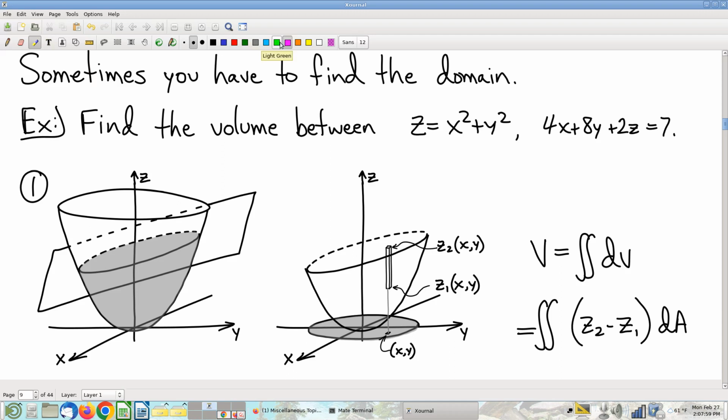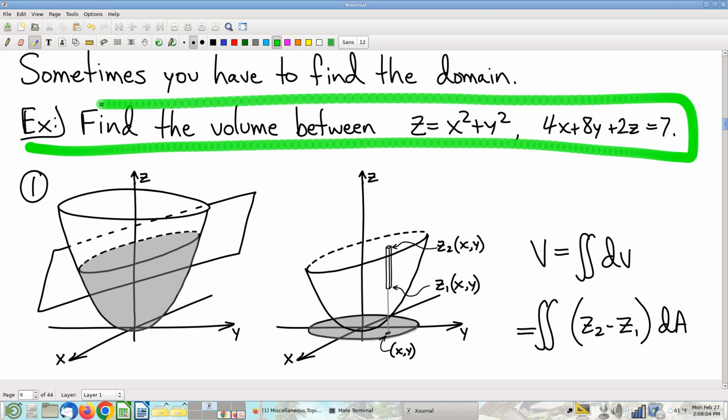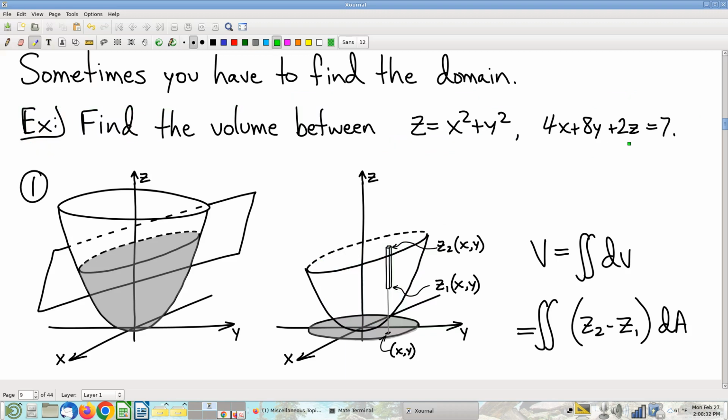Here, the question says to find the volume between these two surfaces. Namely, let's find this volume right here. And what's weird about this question is it doesn't give us a domain. It doesn't say compute the whatever over a certain domain, or compute the amount of whatever sitting on a certain domain. There's just no domain given. So how do we find the domain in a case like this?